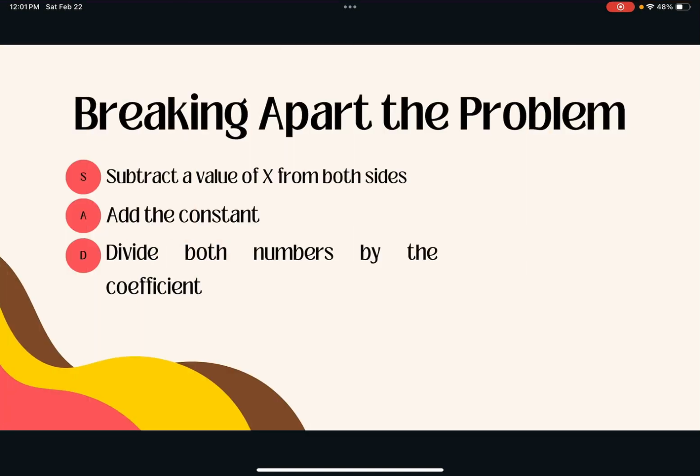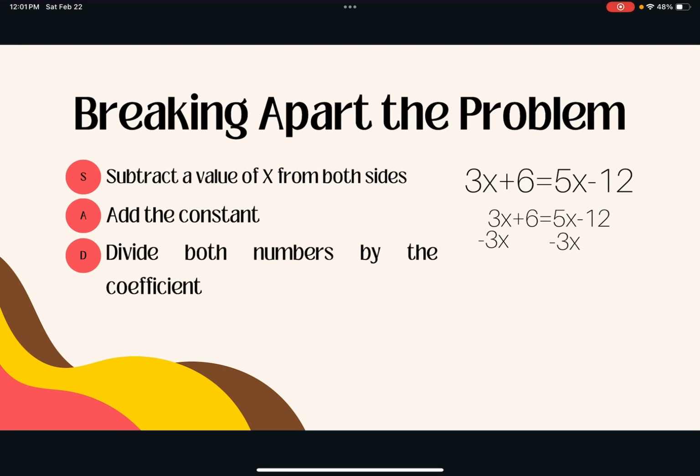Okay, so we have an acronym, SAD, and yes, it is sad, but that is pun intended, and it's easier to remember. S stands for subtracting a value of x from both sides. Well, first of all, we have our equation here: 3x plus 6 equals 5x minus 12. So a value of x would be either 3x or 5x. If we're subtracting a value, I personally would do subtracting 3x so that I can still have a positive coefficient of x once it has been canceled out.